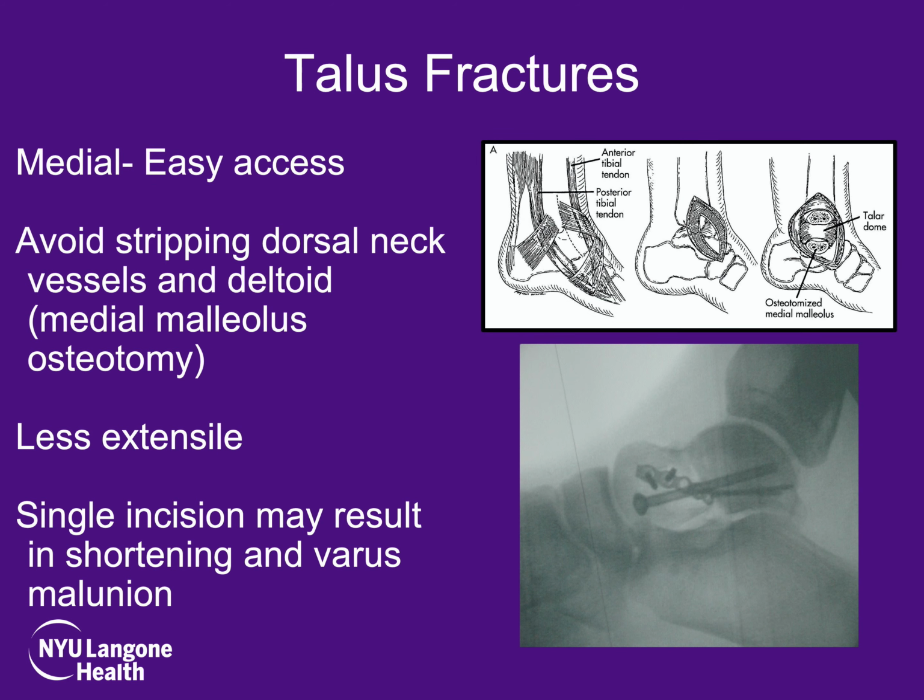Approaches to the talus include the medial approach, which is made between the anterior and posterior tibial tendons, essentially straight down to the bone. Try to avoid stripping of the dorsal neck if one can. Often this is the site of most of the medial comminution. If the fracture extends proximally, a medial malleolar osteotomy can be made to preserve the deltoid blood supply. A medial malleolar osteotomy is also useful in a talar body and dome fracture. It is less extensile than the lateral approach.